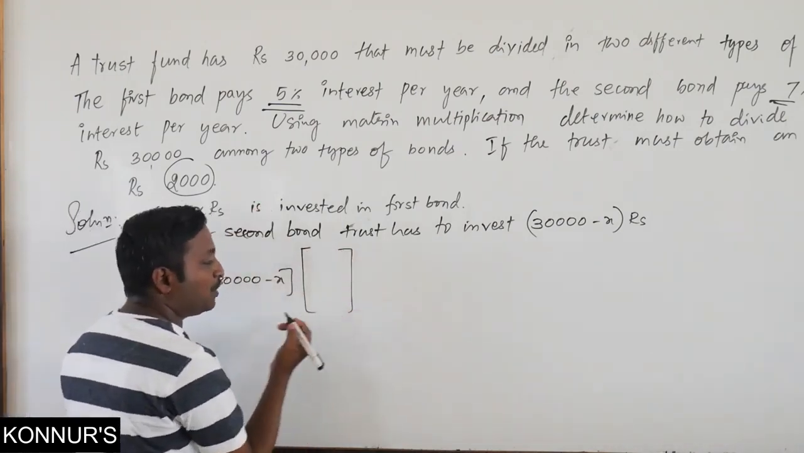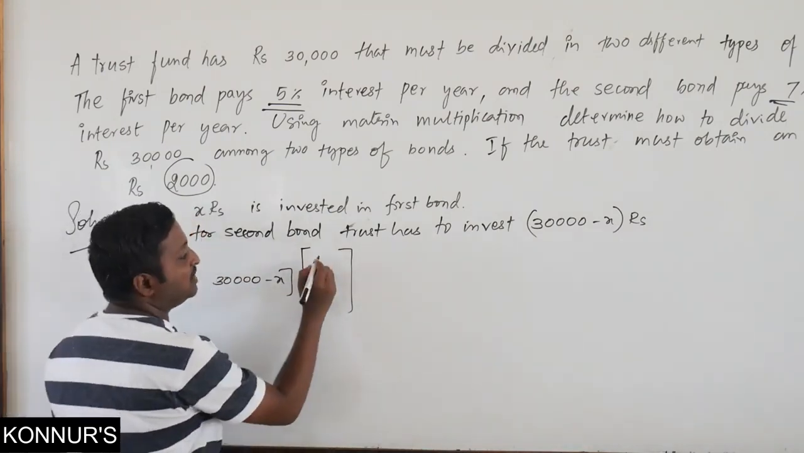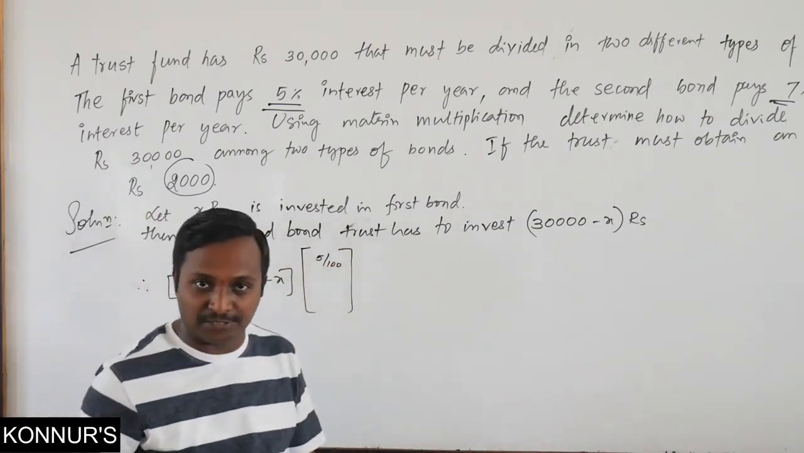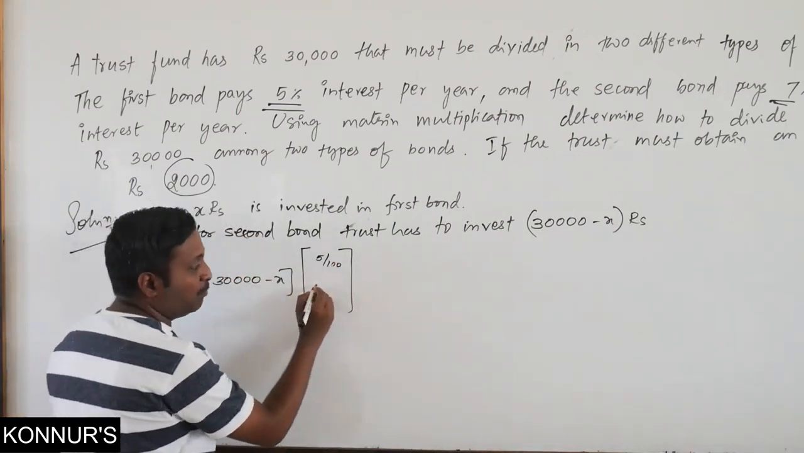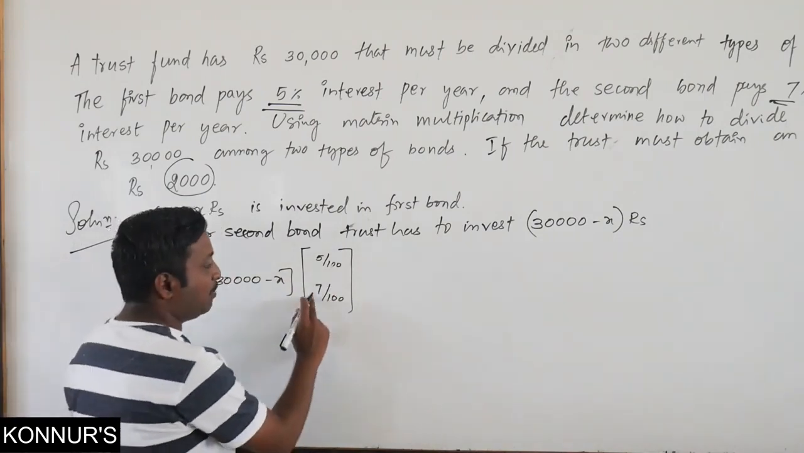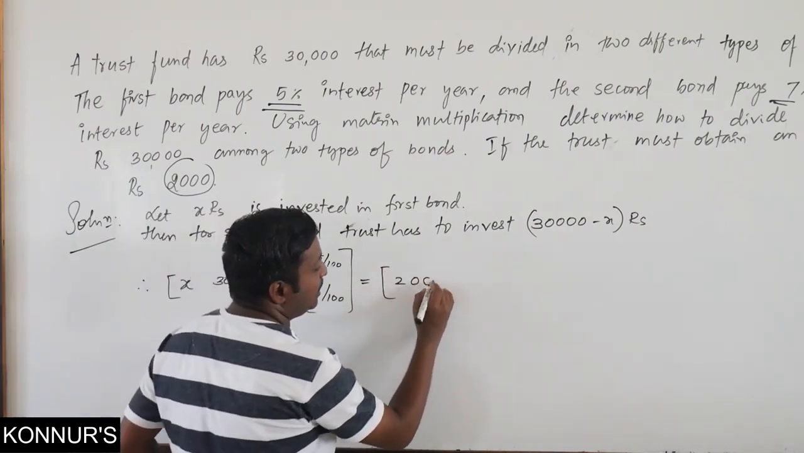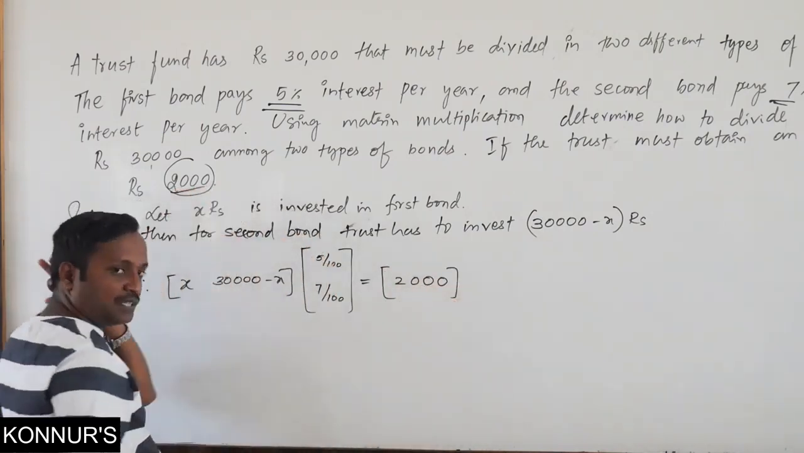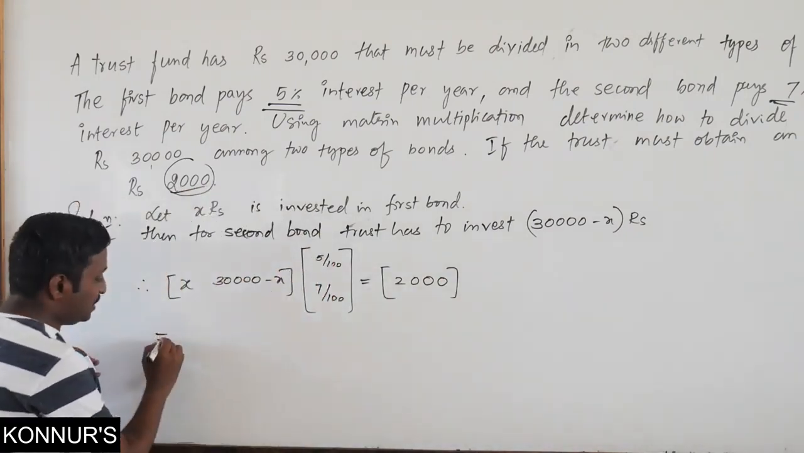In the column, x is multiplied with the interest. What is the interest for the first one? 5 by 100, 5 rupees per 100. Next, the second one is multiplied with 7 rupees per 100 rupees, 7 by 100, 7%. It must be equal to the interest you have to calculate: 2000 rupees. You must get 2000 interest. Now, this is the conclusion.